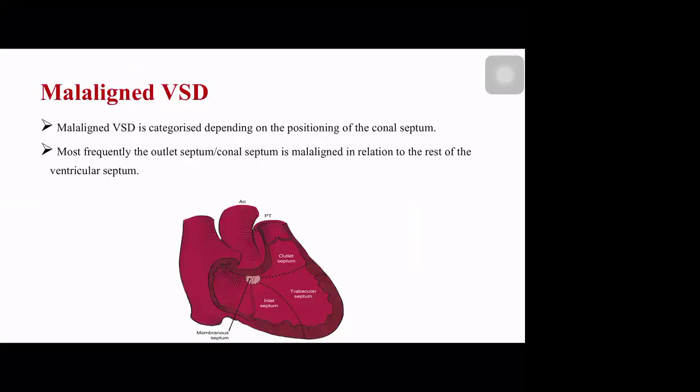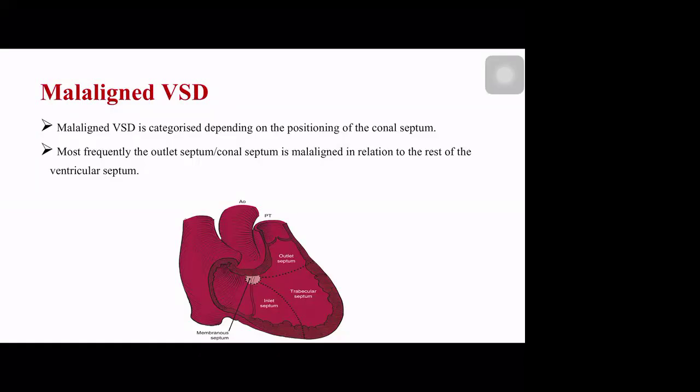What is malaligned VSD? We commonly hear about the malaligned VSD in case of tetralogy of Fallot. So what is malaligned VSD? Malaligned VSD is categorized depending upon the position of the conal septum or the outlet septum. Most frequently, the outlet septum or the conal septum is malaligned in relation to the rest of the ventricular septum.